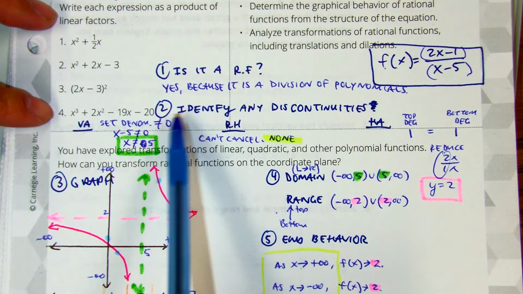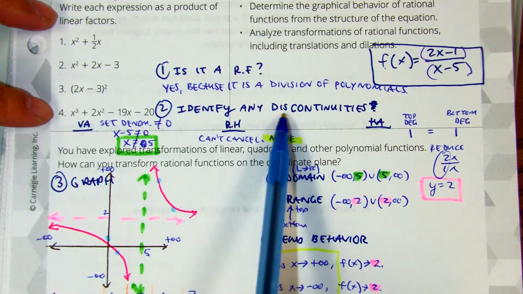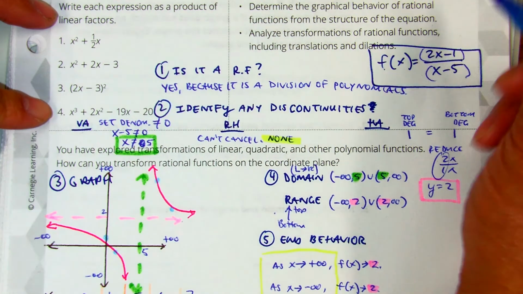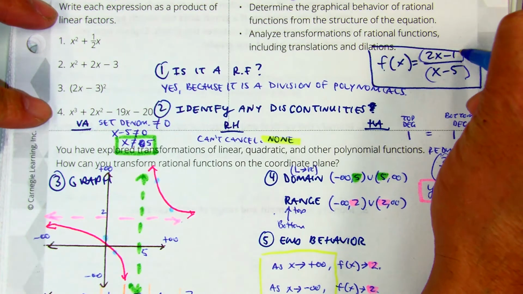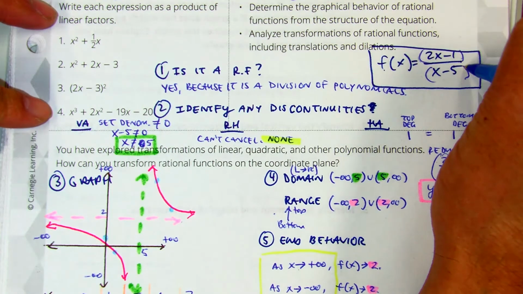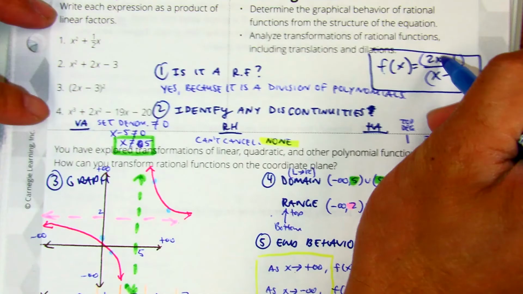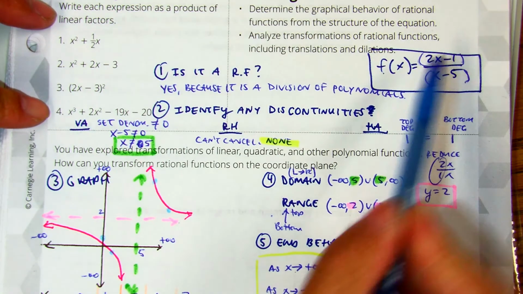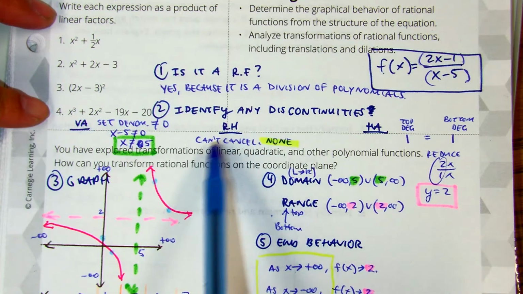Number 2, can you identify any discontinuities? Remember, if it helps you, you can put parentheses around this. And this will help remind you that you cannot cancel the x's. So if you can't cancel anything, that means you have no removable hole.